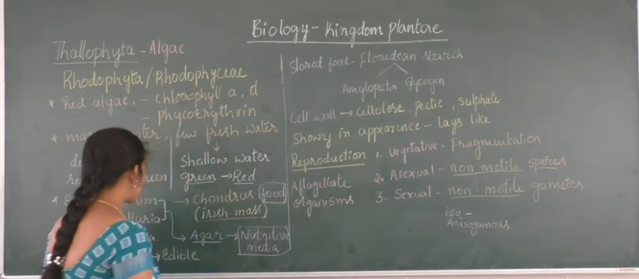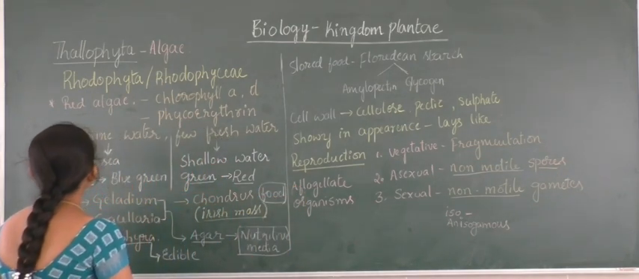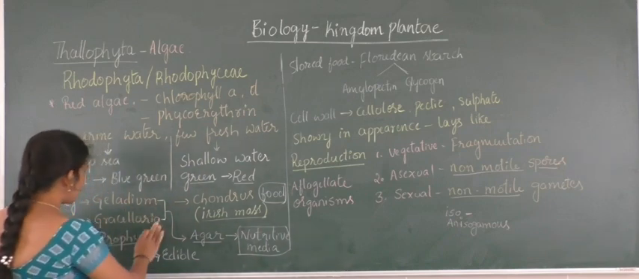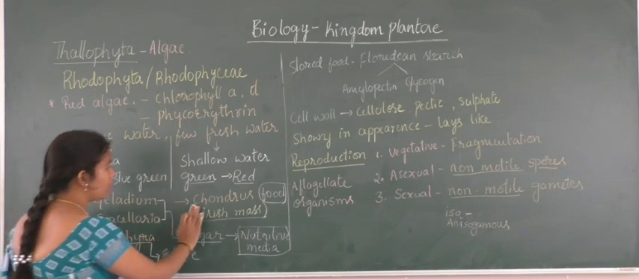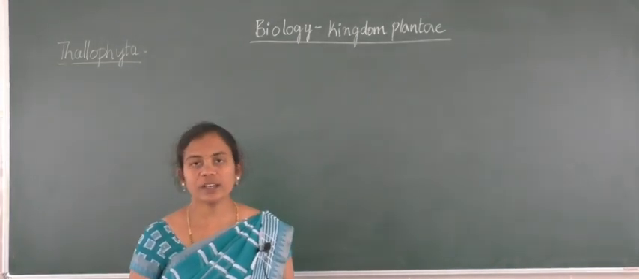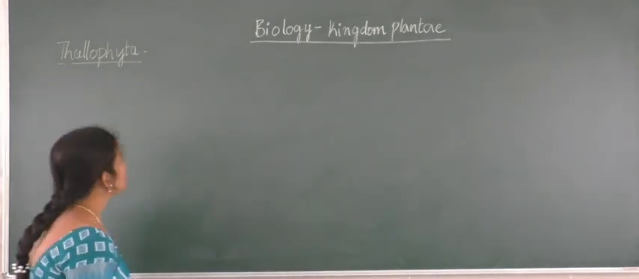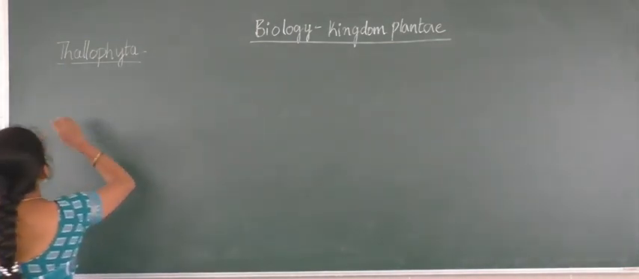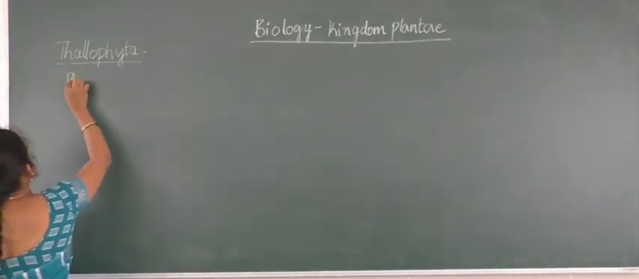So these are the three economic importances which come under the Rhodophyta. So this is about Gelidium and Gracilaria, Porphyra and the Chondrus. We'll take up the next group of organisms which comes under the Thallophyta, that is brown algae, commonly called brown algae, but it is a Phaeophycean member.